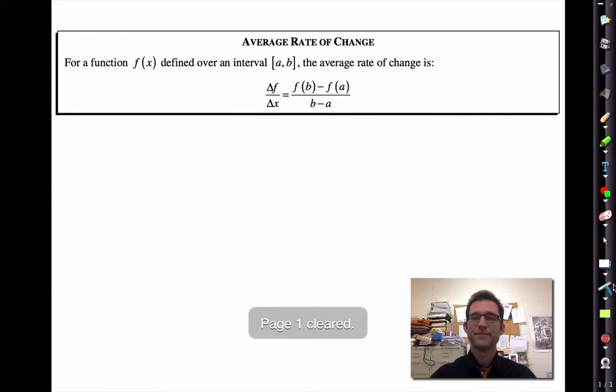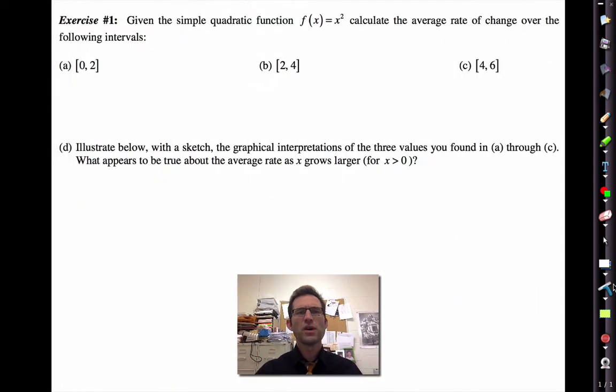All right, here we go. So let's jump into it. Exercise 1, very simple. I'm going to give you the simple quadratic function f of x equals x squared, and we want to calculate the average rate of change over the following intervals. Now remember, these intervals are always domain intervals. They're always intervals of x.